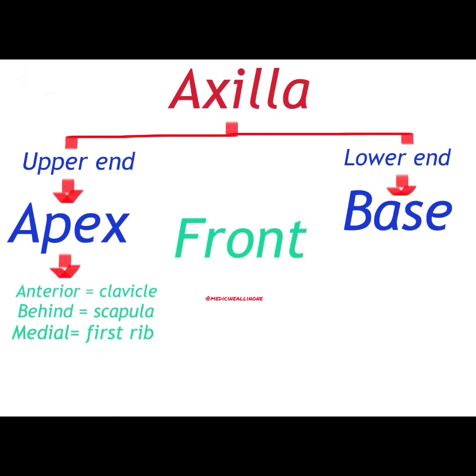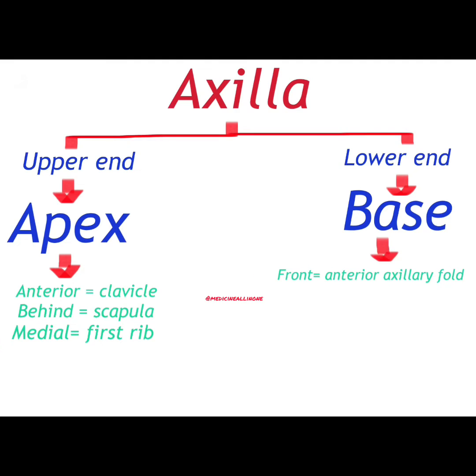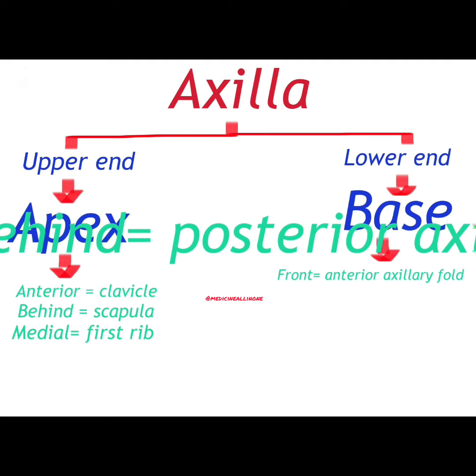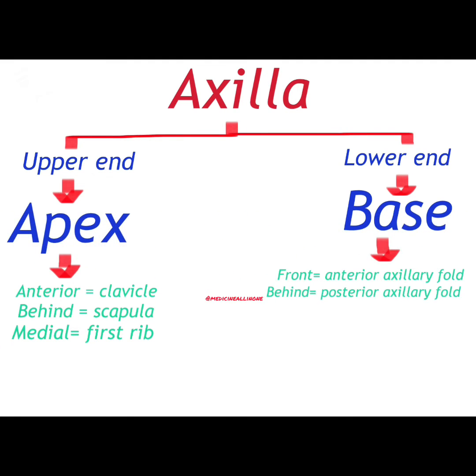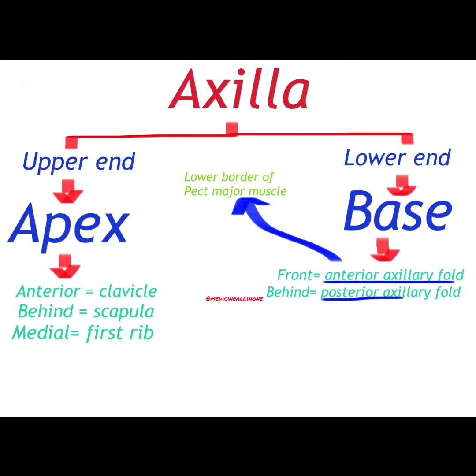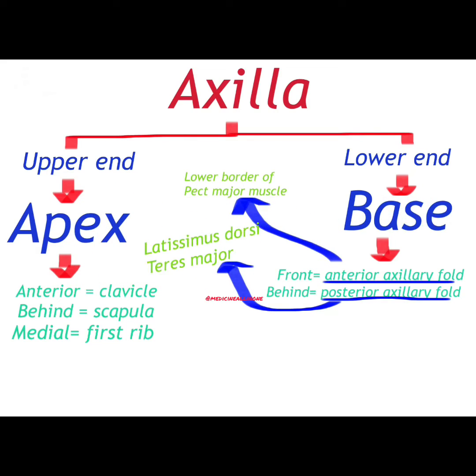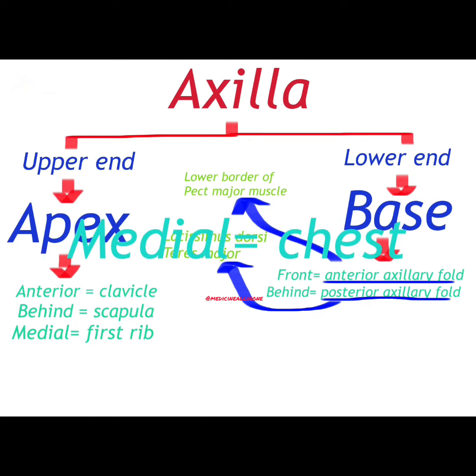The lower end, the base, is covered on the front side by the anterior axillary fold, and on the back side there is the posterior axillary fold. The anterior axillary fold is formed by the lower border of the pec major muscle, whereas the posterior axillary fold is formed by the tendon of latissimus dorsi and teres major muscle. The medial side of the base is covered by the chest wall.